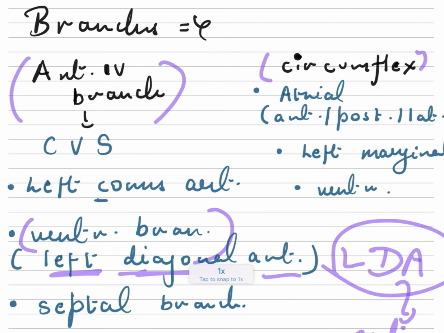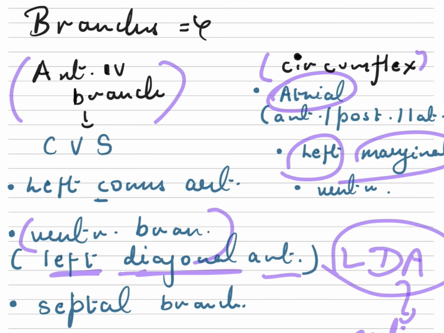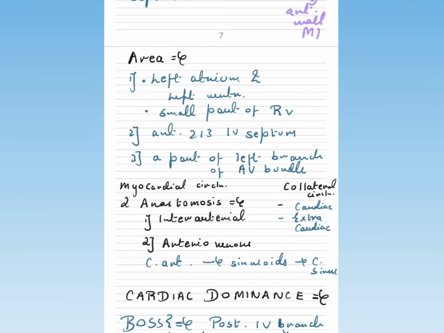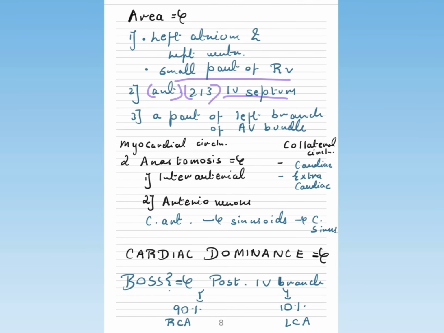Then the circumflex artery gives rise to the atrial branches and the left marginal branches and also the ventricular branches. So atrial में वही anterior, posterior and lateral branch. Then the area of distribution. So the right coronary artery supplied the right atrium and right ventricle, and the left coronary artery supplies the left atrium and left ventricle. And as I told you, the right ventricle will be needing some part of the LCA as well. So a small part of RV is also supplied by the LCA. Then the posterior one-third of the IV septum was from the RCA and exactly opposite, the anterior two-thirds is from the LCA. Then the whole of the conducting system was provided by the right coronary artery, but a part of the left branch of the AV bundle is the only part of the conducting system that is supplied by the left coronary artery.